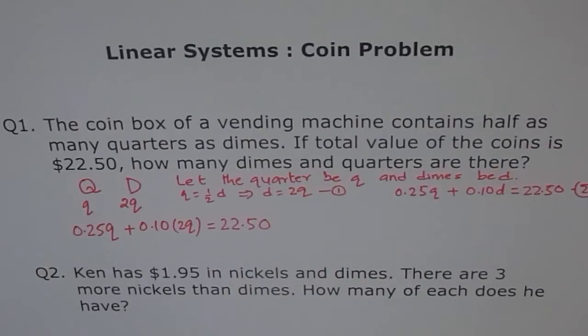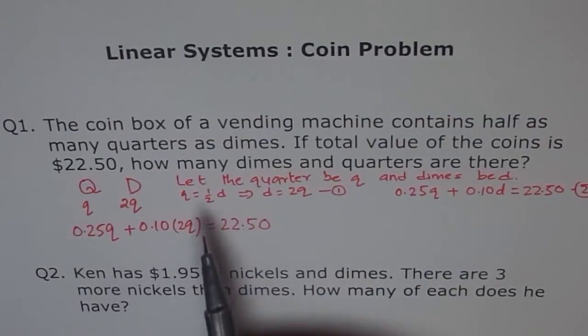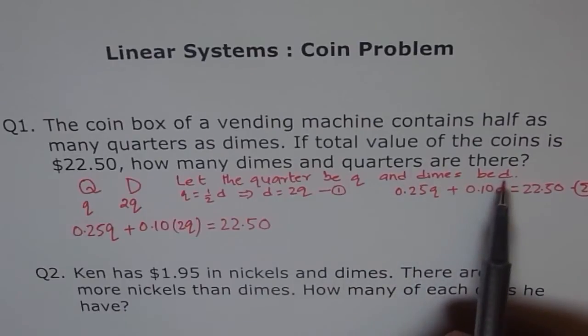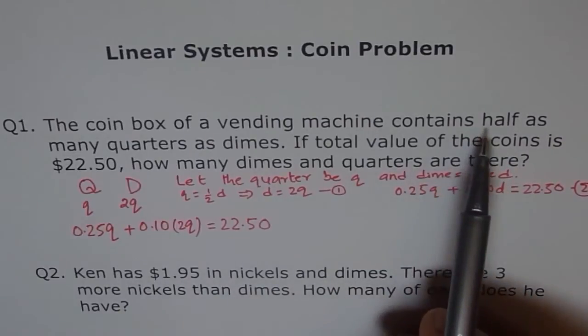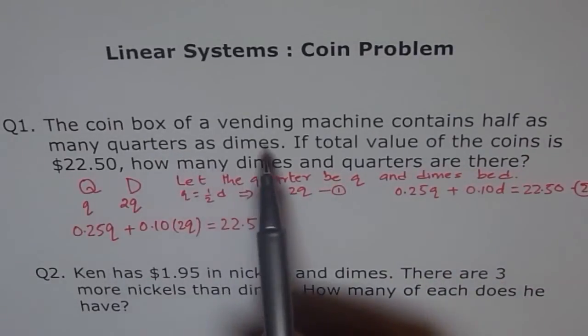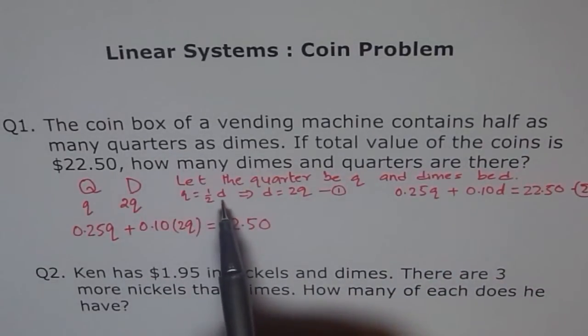You have both the options. Option number one, which I think I will prefer for you if you are in grade 9 and 10. Let the quarters be Q and dimes be D. The first statement says the vending machine contains half as many quarters as dimes. So Q is half as many as dimes, right?